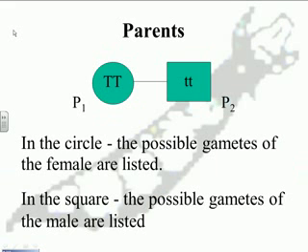And on a pedigree chart, when you fill in the parents, remember that the circle is female, and the square is male. It has nothing to do with dominant recessive. Females can be dominant, females can be recessive. Males can be dominant, males can be recessive. It just has to do with what gender, what sex they are.